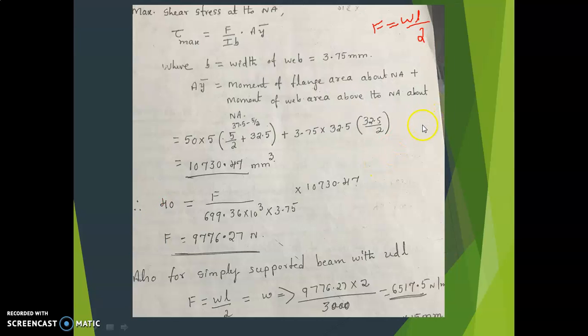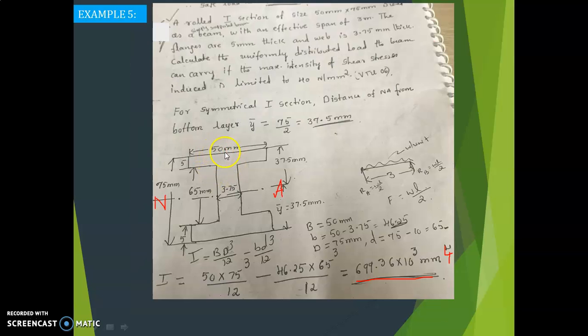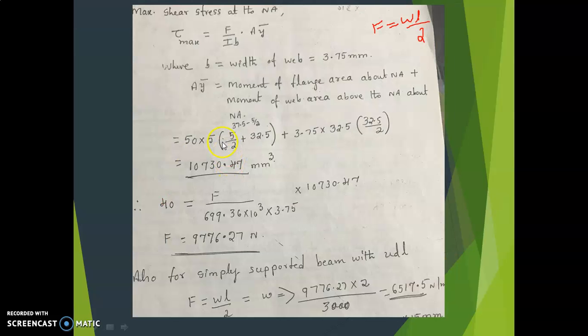That is the definition for a y bar. Now we will see what that is: moment of flange area about the neutral axis. What is the flange area here? 50 into 5, that is the flange area. This we are considering above the neutral axis. 50 into 5 is the flange area, and we are considering the moment of the flange area.